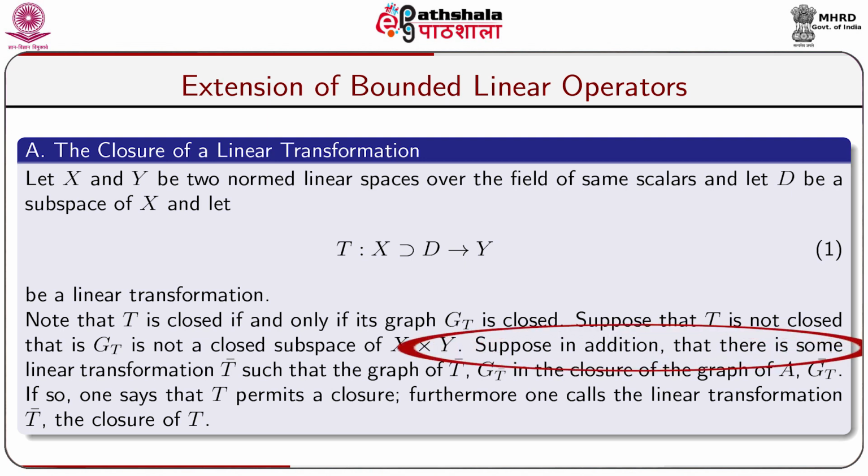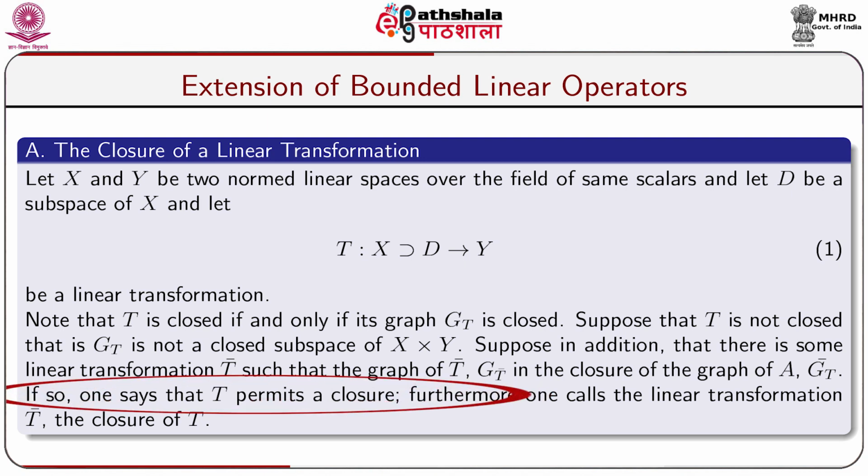Suppose in addition that there is some linear transformation T bar such that the graph of T bar, that is GT bar, is the closure of the graph of T, that is the closure of GT. If so, one says that T permits a closure. Furthermore, one calls the linear transformation T bar the closure of capital T.